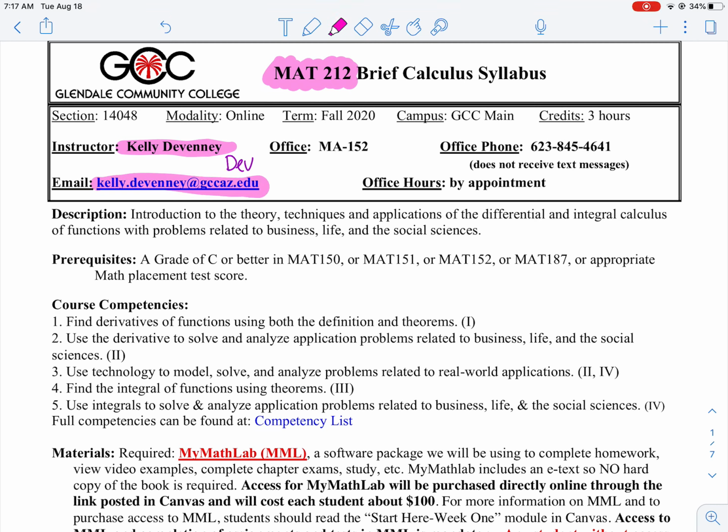Email is probably the easiest way to get a hold of me since I'm not in the office. But you can always email me if you have any questions or need anything. I will check that and get back to you as soon as I can. I do want to talk about a few things in the syllabus that I think are important, but please make sure that you read through the syllabus yourself and then make sure that you take that syllabus quiz, and we'll talk about that here in a second.